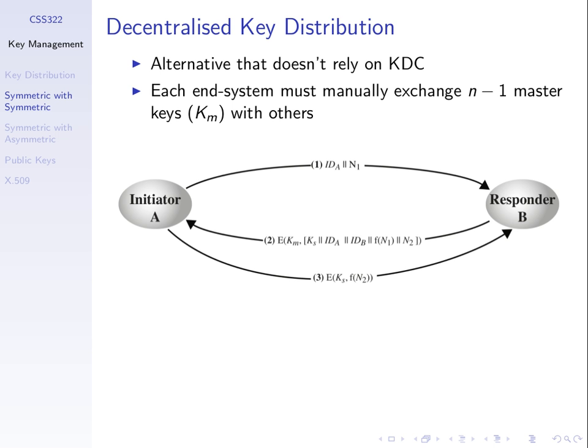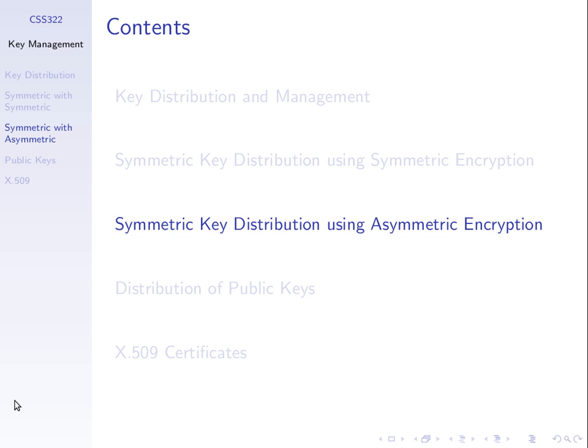We want to distribute shared secret keys using symmetric key cryptography. We've seen 2 examples. Another case: distribute shared secret keys using asymmetric cryptography, using public and private keys. That is, 2 users want to exchange a triple DES key. We're going to use public key cryptography to do that exchange. In the previous cases, we used symmetric key cryptography to do that exchange. Here's an alternative.